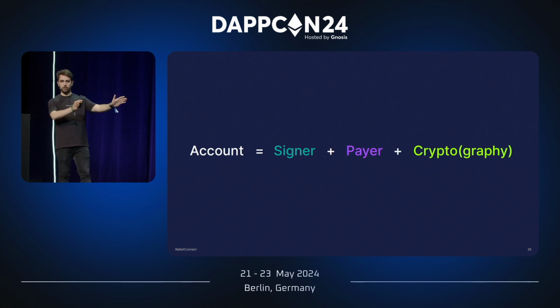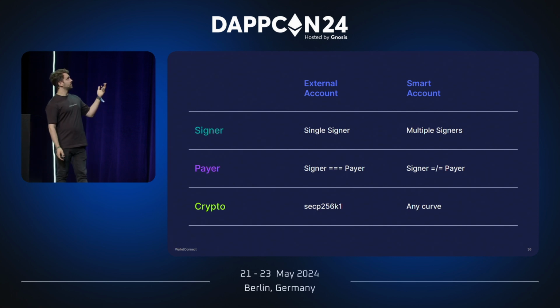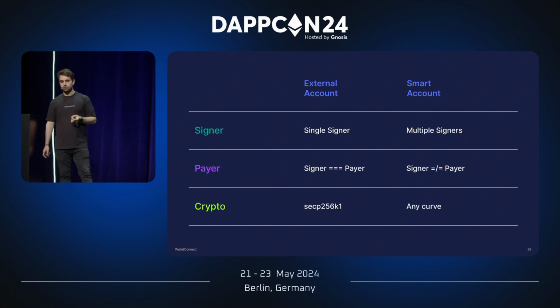We broke down what a wallet is, but what is an account? An account, you can think of it as a signer, a payer, and some cryptography. The signer that we just saw was solved with the 1271 because now you actually have multiple signers owning the account, which is validated through that method. And what we don't have is the payer. This is something that the smart accounts can actually introduce, where the signer always pays for the transaction in an external account. With the smart account, we can break that relationship and have someone else pay for that.